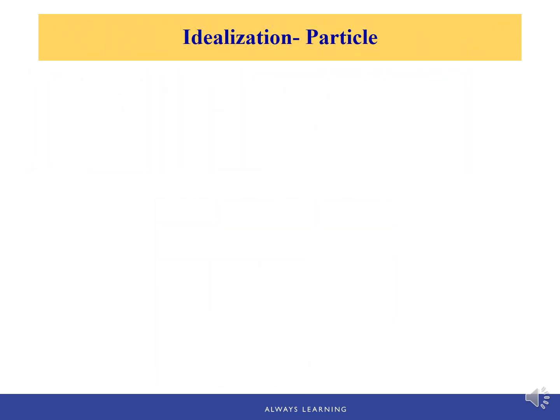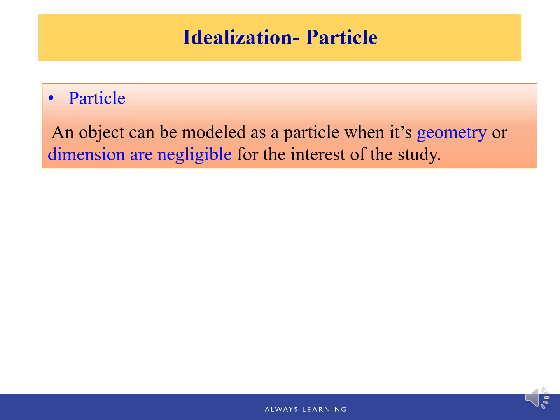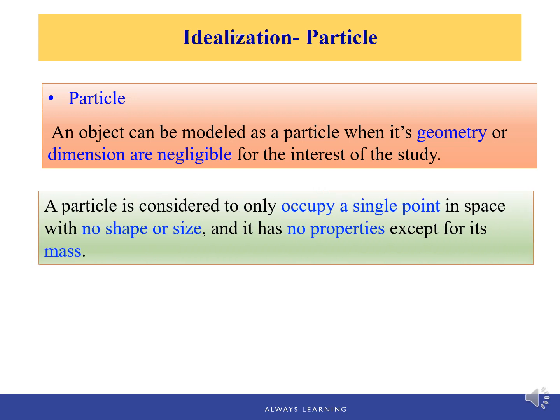First, review the terms or idealizations. First, we say we're going to do equilibrium of a particle. So what is a particle? A particle is an object that can be modeled when its geometry or dimensions are negligible for the interest of the study. We mentioned in the introduction that a particle is considered to only occupy a single point in space with no shape or size, and it has no properties except for its mass.